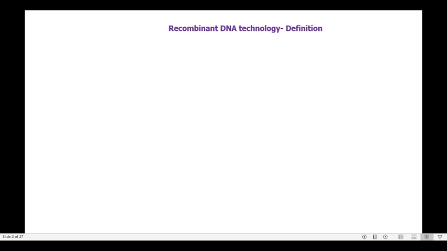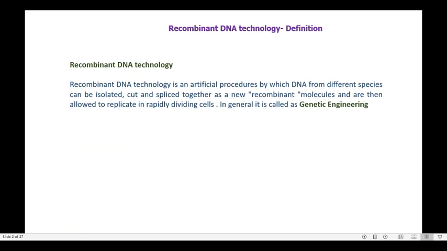Recombinant DNA technology is a process of creating recombinant DNA by combining DNA from different sources and allowing them to replicate and synthesize the product of the gene which is transferred from the DNA of one organism into the DNA of another organism. So it is defined as an artificial procedure by which DNA from different species can be isolated, cut and spliced together as new recombinant molecules and are then allowed to replicate in rapidly dividing cells.